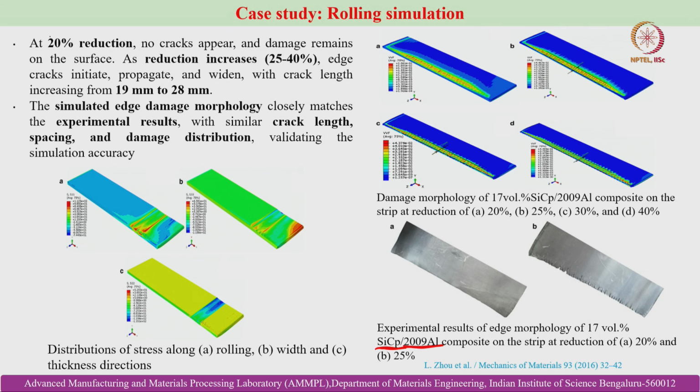So, as the reduction increases, edge crack initiates and propagates, and when the crack length increases from 19 to 28 mm, it becomes impractical to use the rolled part and it has to be rejected. So, the simulated edge damage morphology closely matches the experimental results.